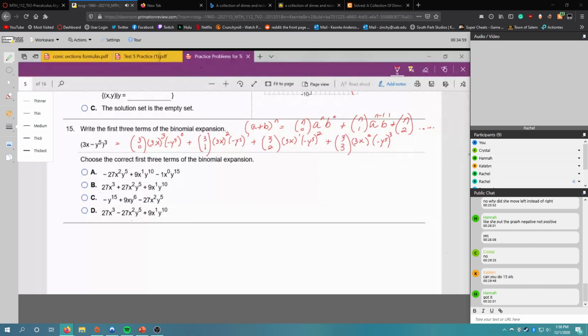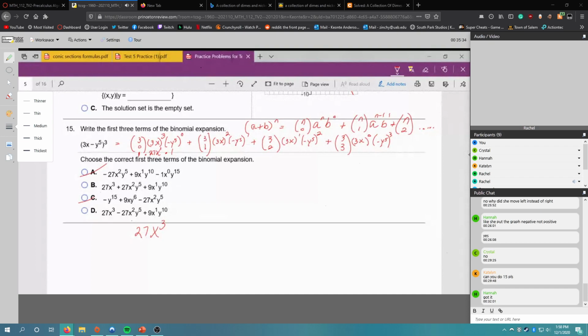So it's a pattern, and you got to be able to see the pattern. Okay, so this is going to be 1 times 3 to the 3rd is 27x to the 3rd, and anything to the 0 power is 1. So the first term is going to be 27x to the 3rd. Well, the good thing about it is that knocks those two out already. So it's got to be B or D. All right, let's see what the second term is.